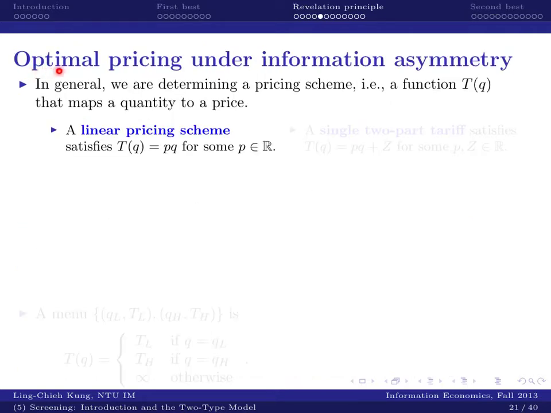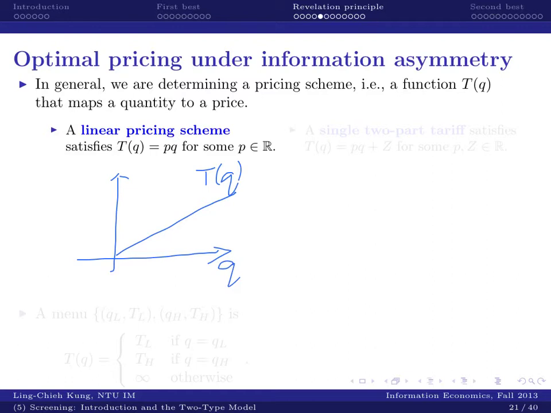So we want to find the optimal pricing, the one that really maximizes my surplus, my producer surplus, or my profit. In general, we want to determine a pricing scheme, that means a function T of Q that maps the quantity to a price. Some examples are here. For example, you may use linear pricing. In this case, you determine something like a wholesale price, and for each unit, the consumer needs to pay you P dollars. Or if you draw a graph, it would be something like this. Your price, T of Q, is a linear function of Q.